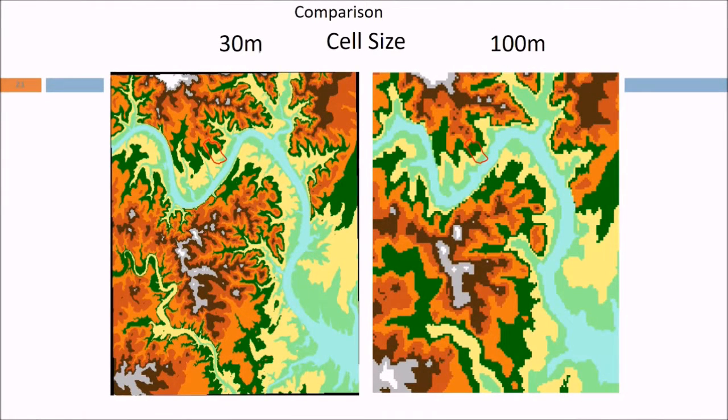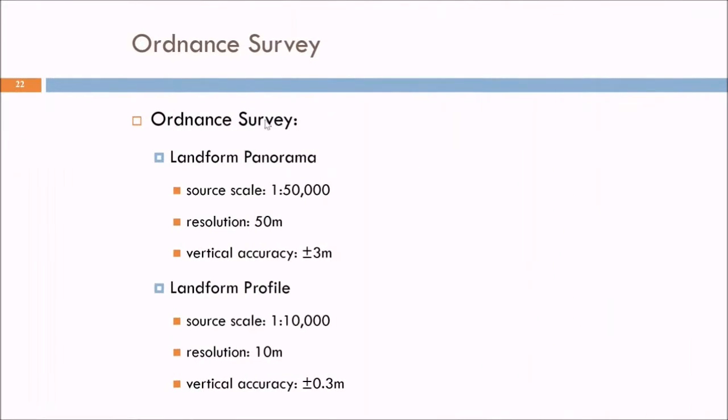So what is the comparison? See, this is a 30 meter resolution DEM. This is a 100 meter resolution DEM. This is finer. This is coarse. And what about the Ordnance Survey? The Landform Panorama and Landform Profile.